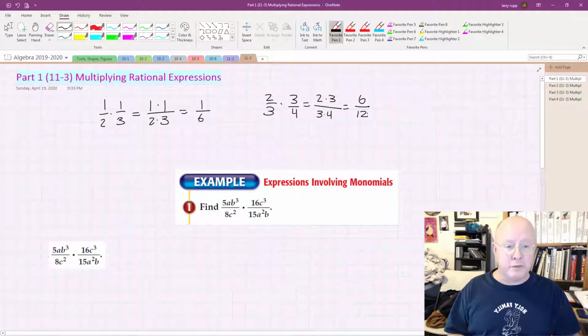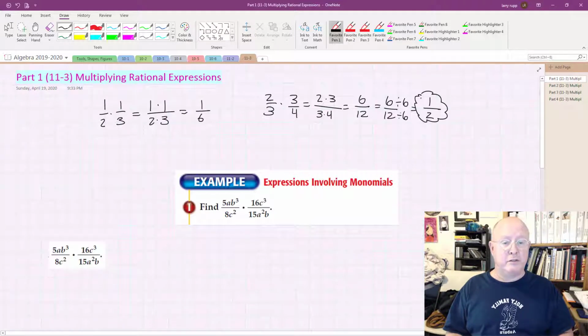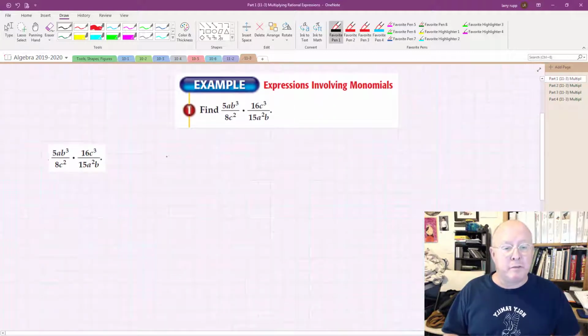Now, this section will teach you how to take polynomial expressions like this and reduce them. You can reduce this one by taking a 6 out of both of these. Just to show you how to simplify, 6 divided by 6 is 1, and 12 divided by 6 is 2. So 1/2 is the answer to this multiplication. So let's do example number 1.